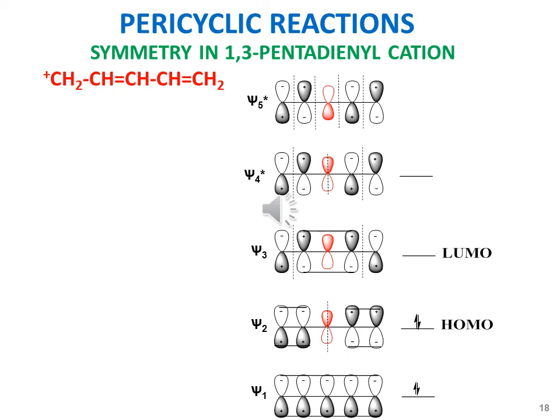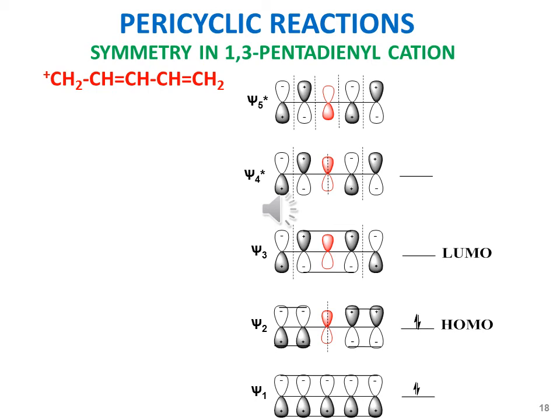Now the question is, how many nodes will be present in the psi1, psi2, psi3, psi4 and psi5 molecular orbitals. According to the n minus 1 formula, psi1 will have 0 nodes. As shown in the diagram, all the atomic orbitals are overlapping, whereas in the case of psi2, one node should be present, 2 minus 1 is equal to 1, so one node should be present.